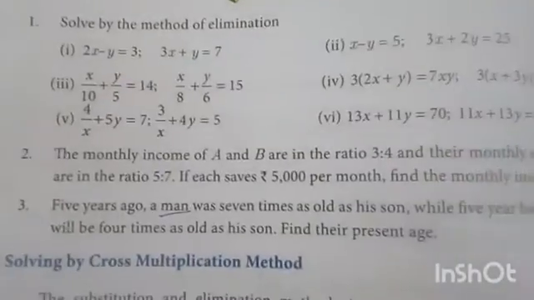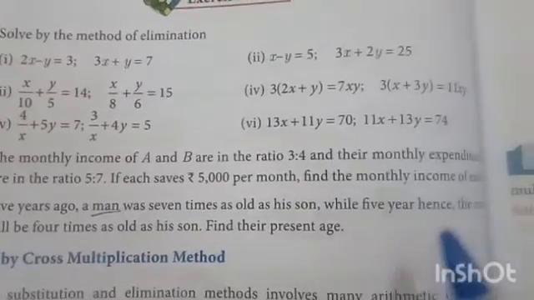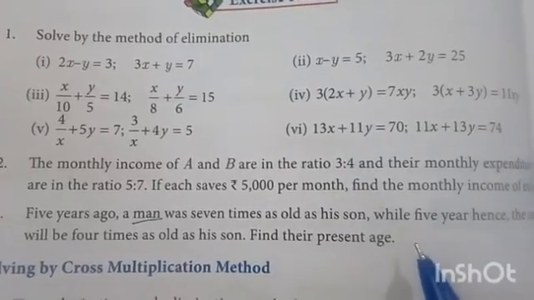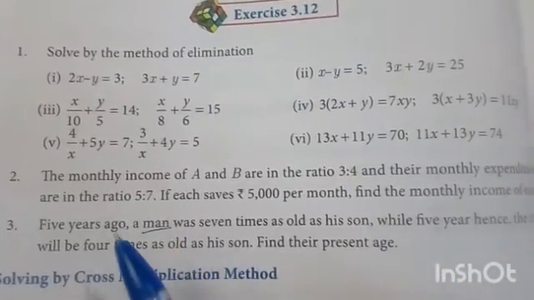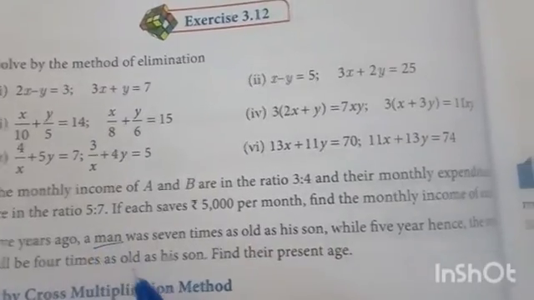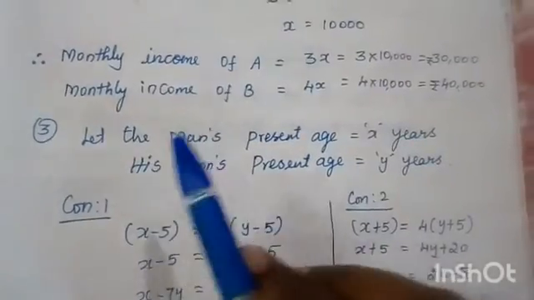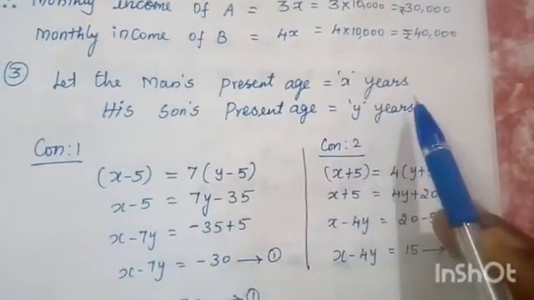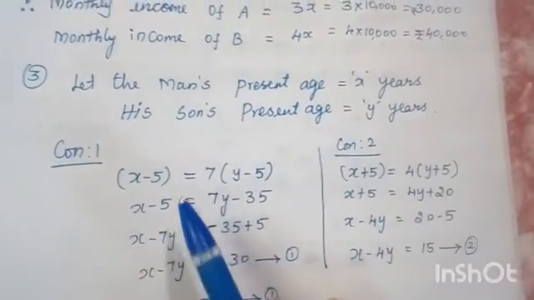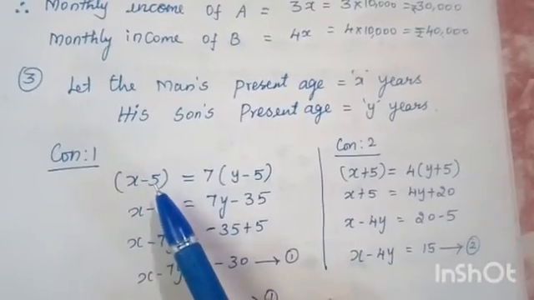Third sum. 5 years ago a man was 7 times as old as his son, while 5 years hence the man will be 4 times as old as his son. Find their present ages. The ages 5 years before and 5 years after are given, and we want to find their present ages. Let the man's present age be x years and his son's present age be y years.